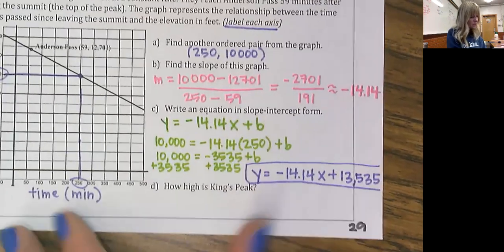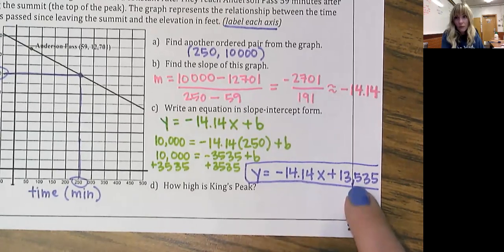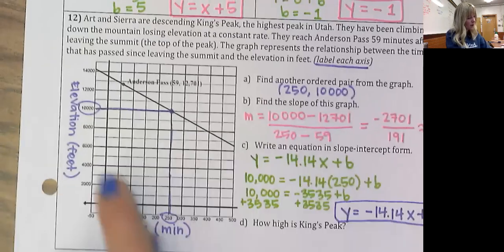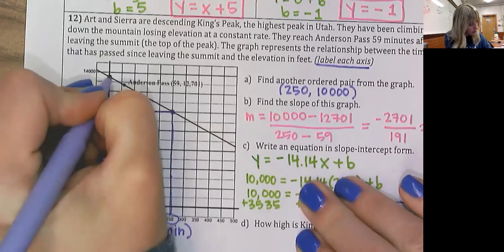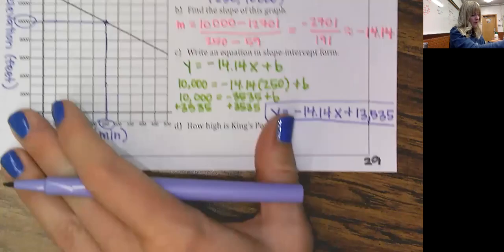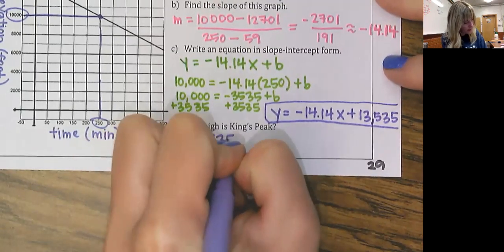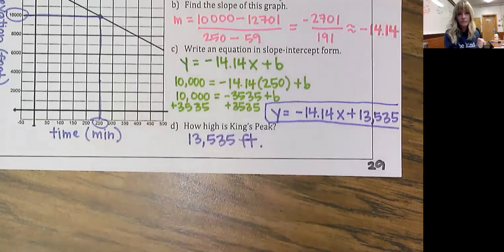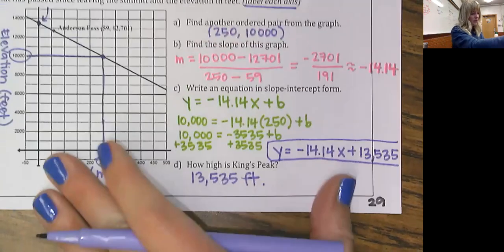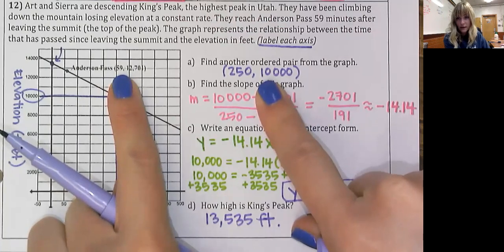How high is King's Peak? How am I supposed to know that? It's the b value. That is where this y-axis would be, which would tell us their starting point of the hike. So how high is King's Peak? 13,535 feet. This process right here, me giving you two ordered pairs and you writing an equation out of it, is what you're practicing on your Canvas quiz today.